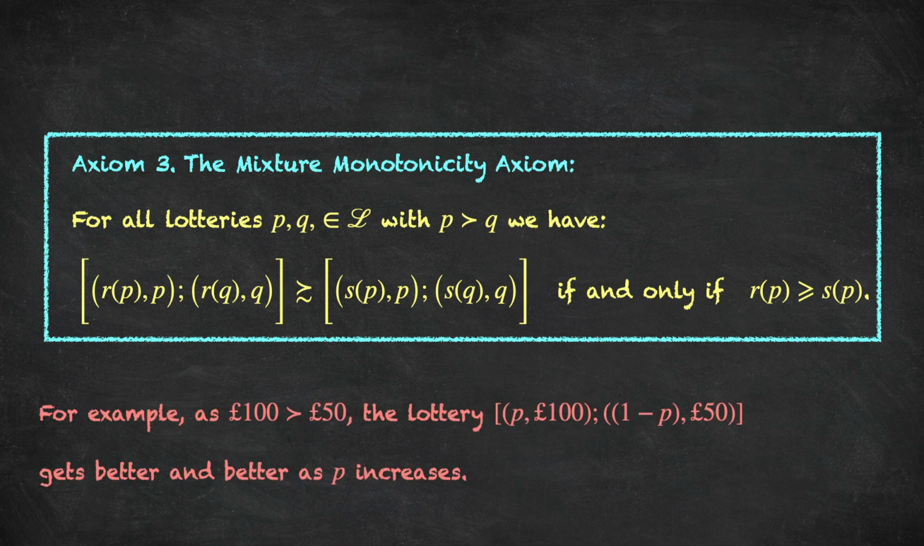To give a simpler, more specific example, suppose that a decision maker prefers £100 to £50, where both are offered with certainty. This is not a very difficult assumption to accept. £100 is preferred to £50. Well, then if I look at the lottery where I receive £100 with probability P or £50 with probability 1 minus P, the mixture monotonicity axiom states that making P as large as possible makes this lottery better and better. As P increases, this lottery gets better and better as we attach more and more probability to the best outcome of £100.